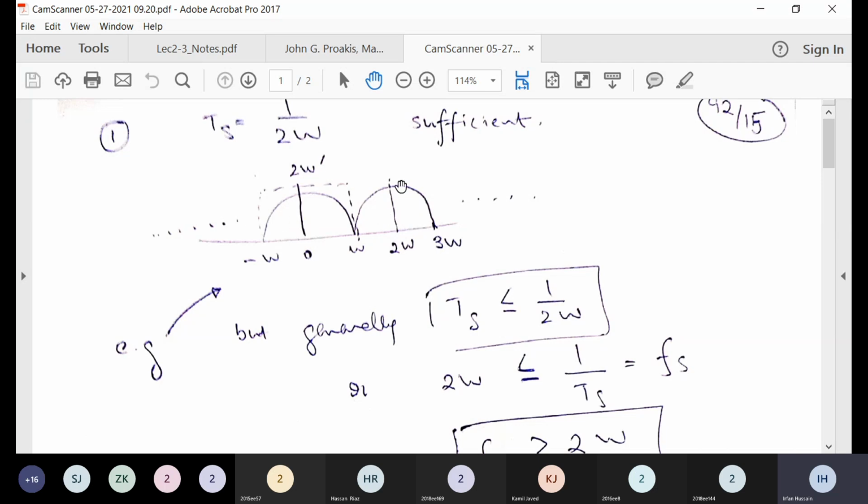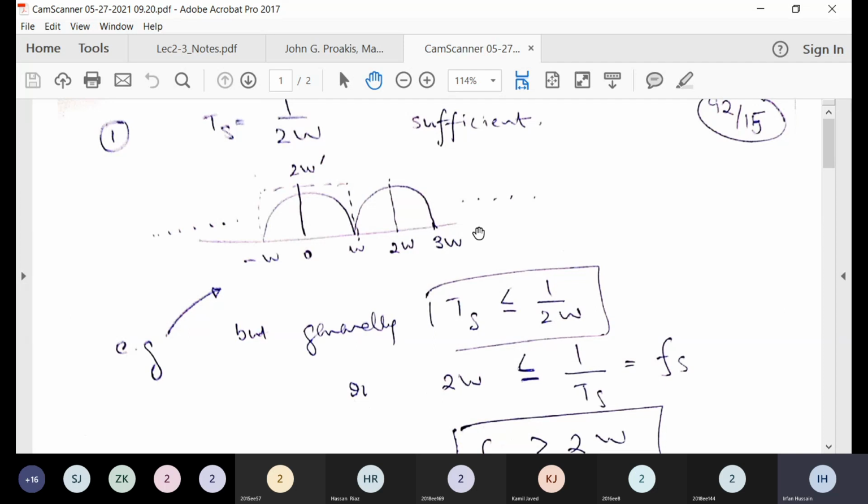If its replica comes at 2W, and you know that the original spectrum was going to 0 at W, then this replica will also go to 0 at W. So there will be no interference, or you can say there will be no aliasing. That is why Ts equal to 1 over 2W is sufficient.